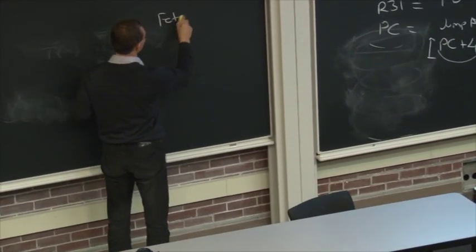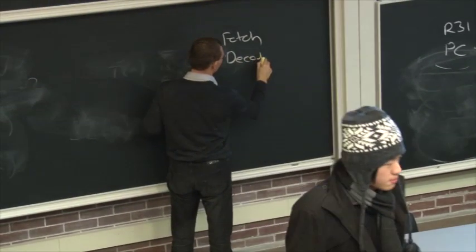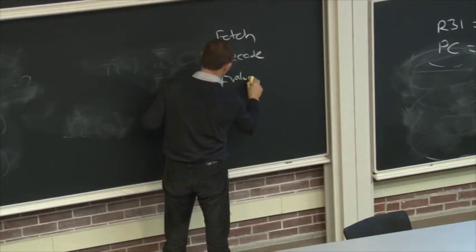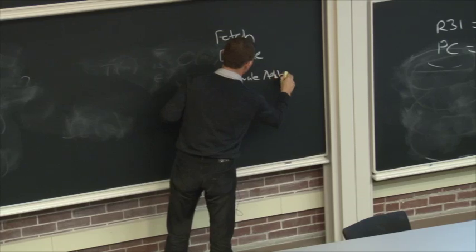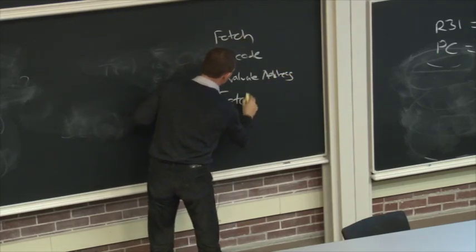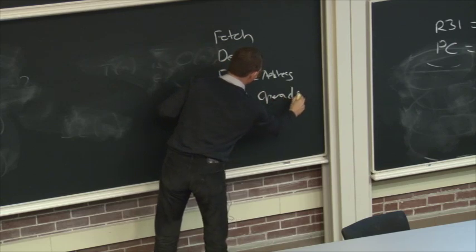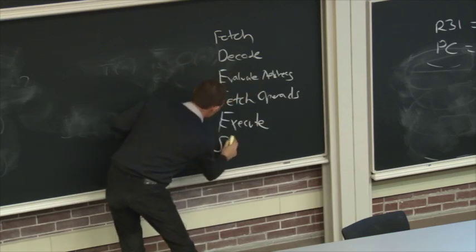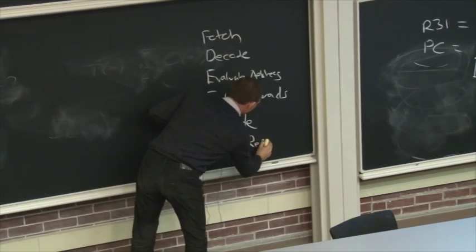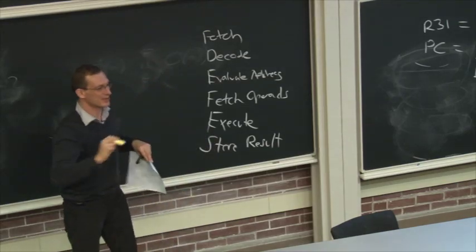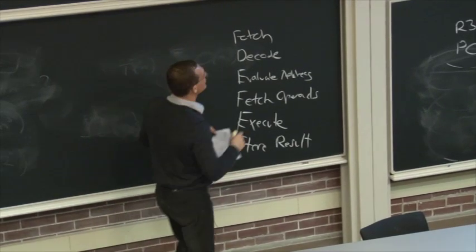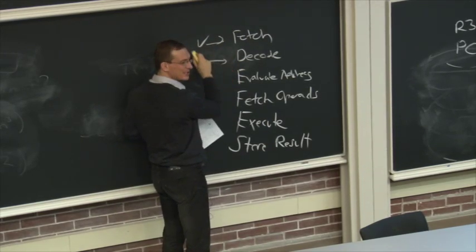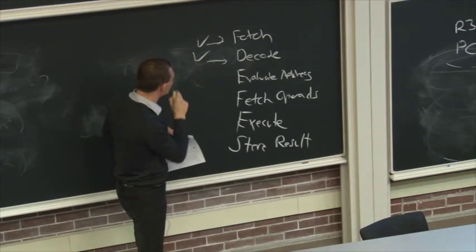You fetch the instruction, you decode the instruction, you evaluate the address, fetch operands, and then execute the instruction, and then store result. Right? You know this by heart now, the 6 phases of the instruction processing cycle. Well, every instruction needs to be fetched, so this instruction exercises that. Every instruction needs to be decoded. Otherwise, you don't know what to do with it.